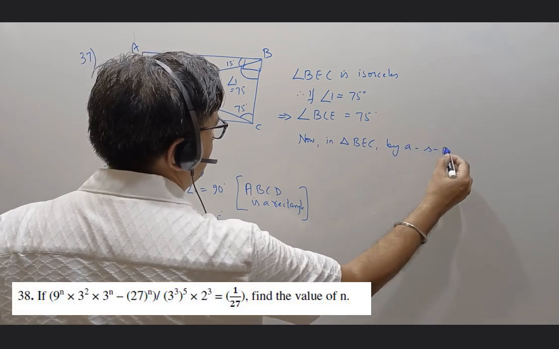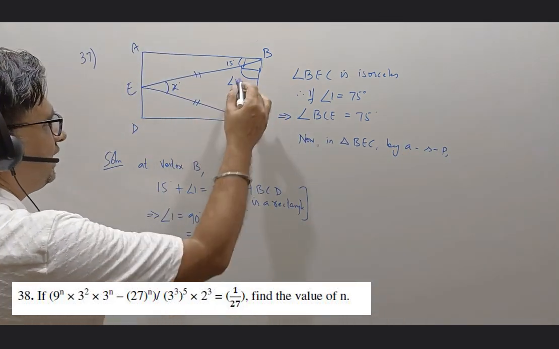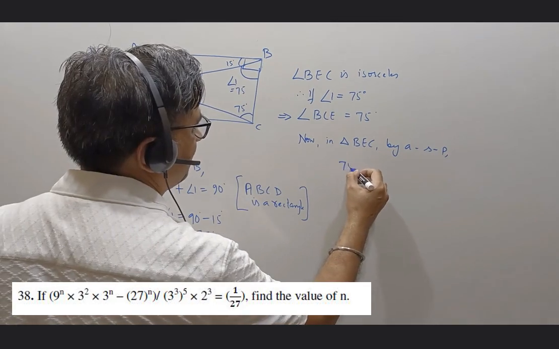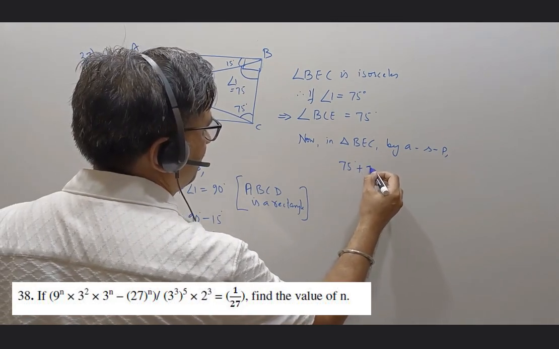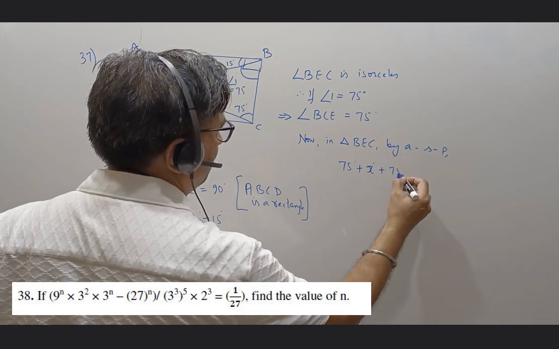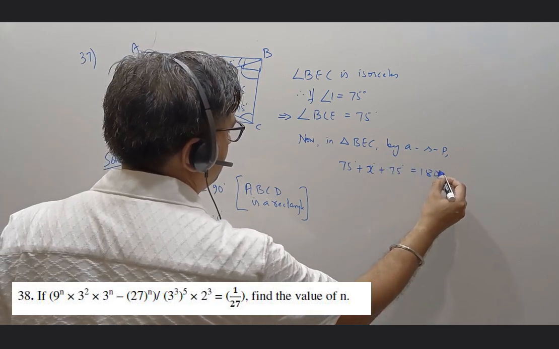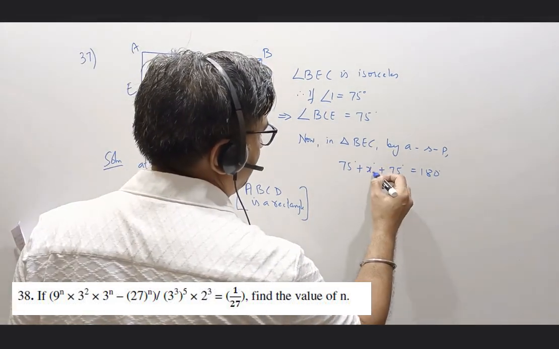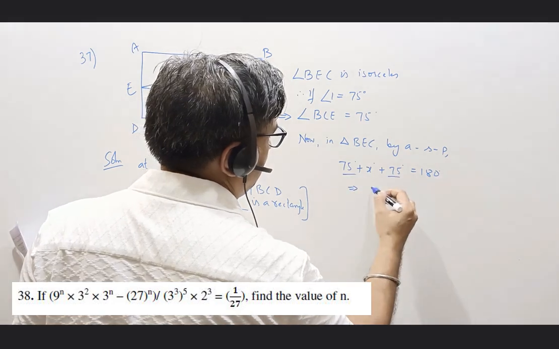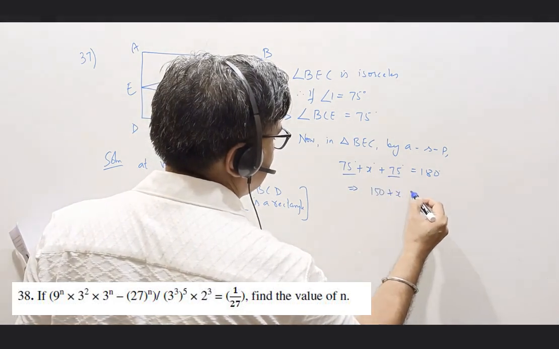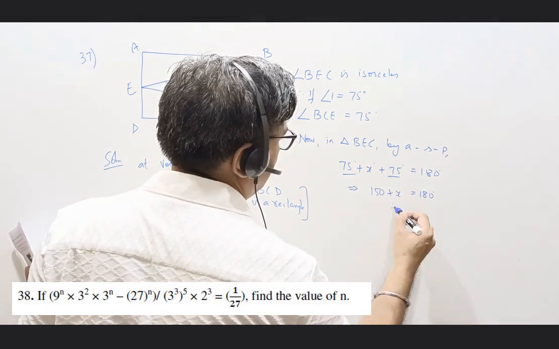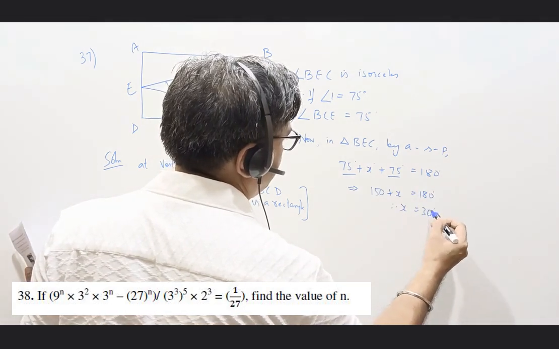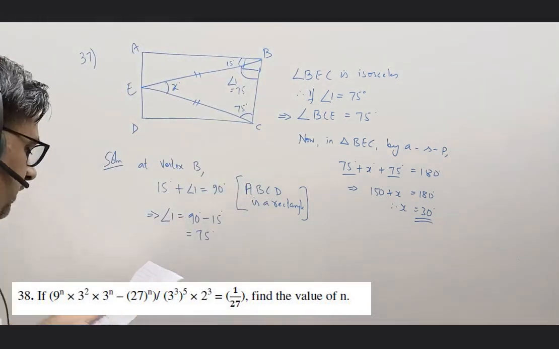by angle sum property, 75 plus 75 plus x is equal to 180 degrees, because this is 75, this is 75, and this is x. That gets us 150 plus x is equal to 180 degrees, and therefore x is equal to 30 degrees, the answer. That's the first one.